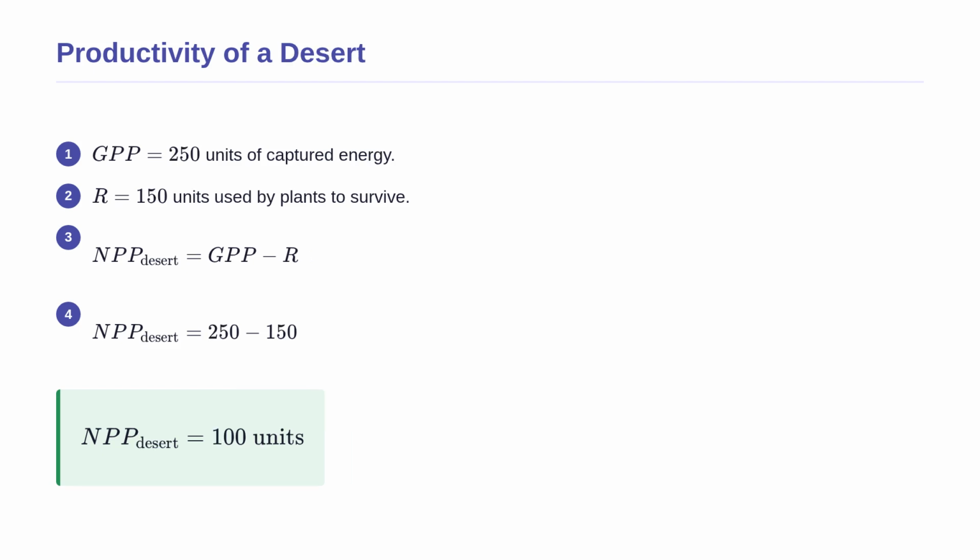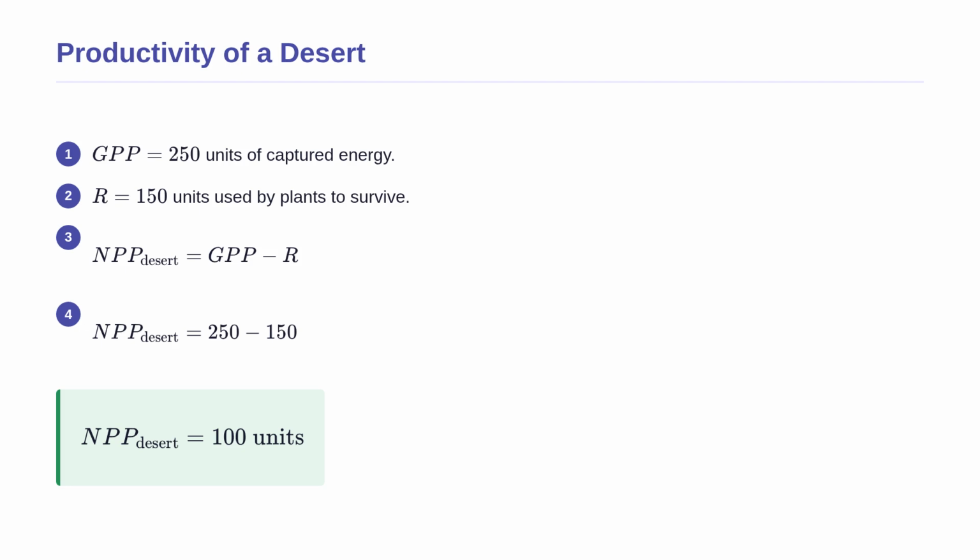Following that impressive rainforest calculation, let us do the exact same calculation for a subtropical desert ecosystem. In the desert, the plants capture only 250 units of energy, heavily limited by the lack of water. This is our new GPP. We must subtract the 150 units that these tough desert plants need to survive the harsh heat, which is our R. Subtracting 150 from 250 gives us our final answer.